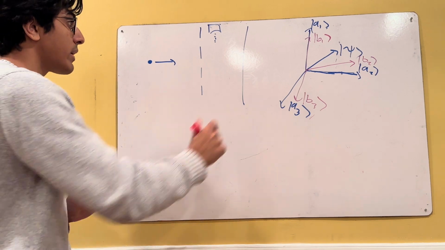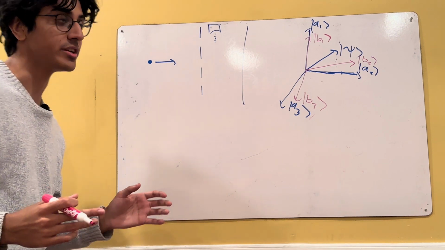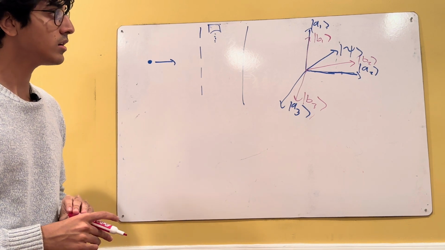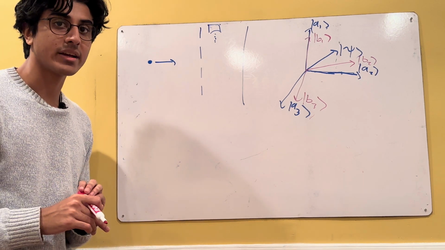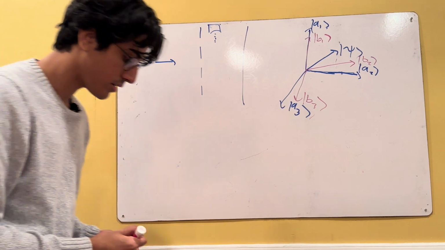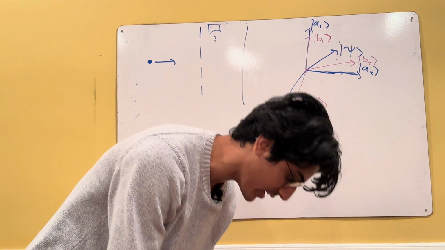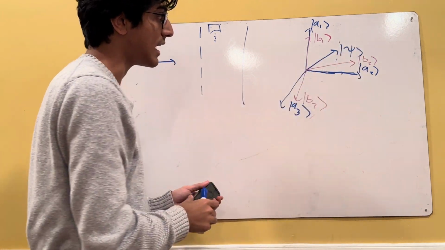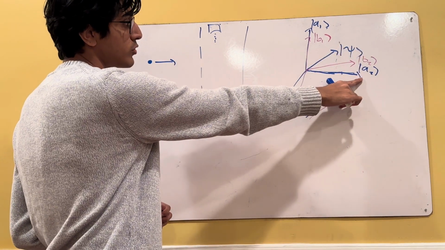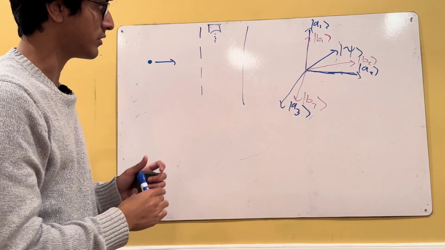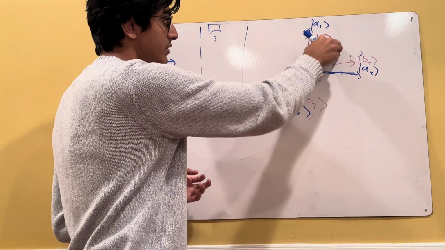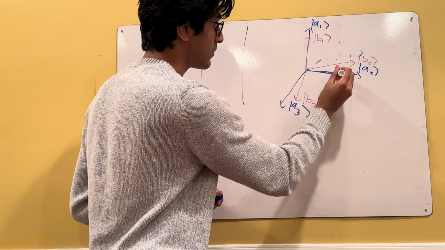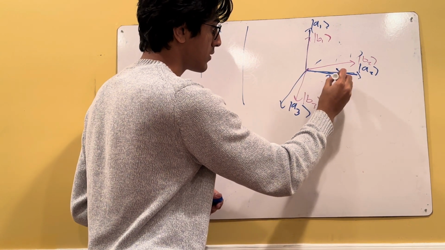Okay, so now we have this wave vector. It's in a superposition of energy states and it's in a superposition of slit states. Now let's see if we make a measurement on the slit again, which slit it went through. So let's say it collapses again onto 2. Let's say we know for sure it went through slit 2. And the wave vector is going to collapse onto slit 2. Now it's here.